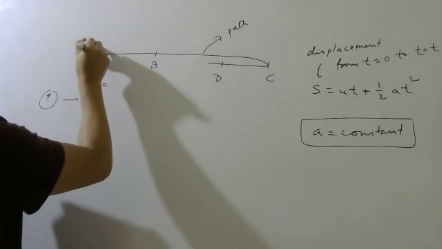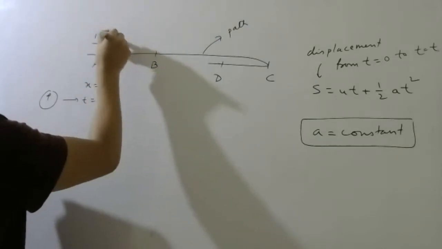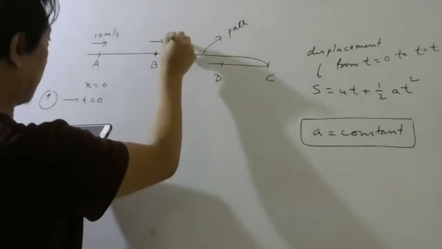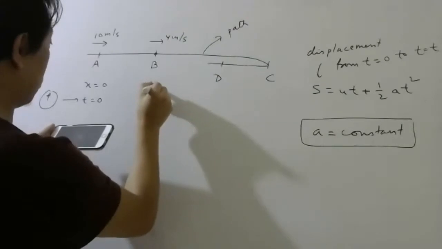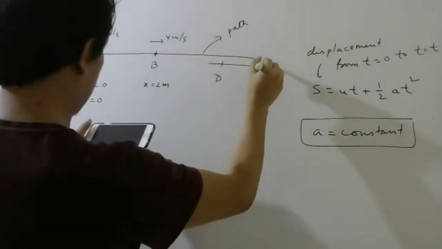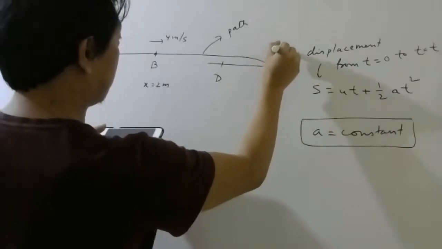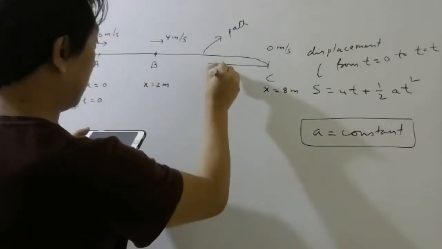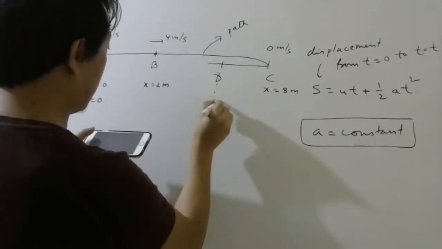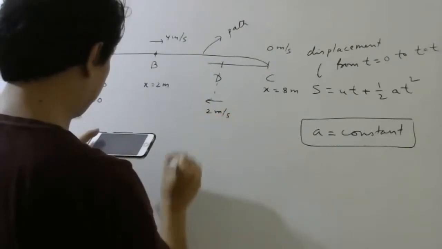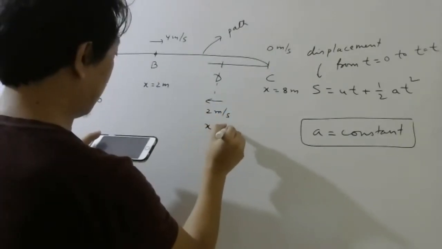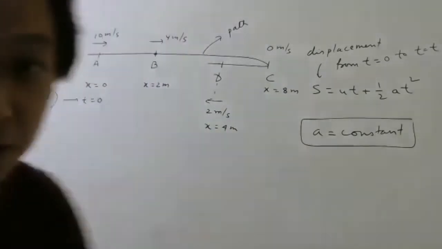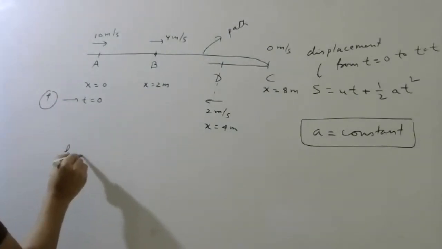When the body was here, its velocity was this side, 10 meters per second. And when the body was here, velocity was 4 meters per second and x coordinate was 2 meter. When it was here, velocity was 0. Coordinate was 8 meter. And when it reached here, velocity was this side, 2 meter per second. X coordinate is 4 meter. Now, from where to where I asked you to try? From C to D, I asked you to try.